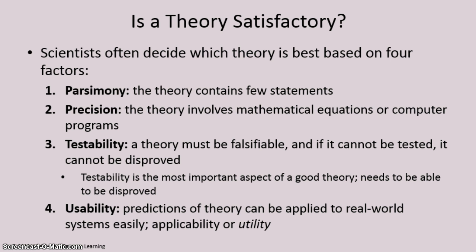And the first one is called parsimony. That again, the theory contains as few statements as possible, but it explains as many things as possible. That it's also extremely precise in a number of different ways, whether through mathematical equations or computer programs, or again, it meets the critical thinking standard of precision, that it's completely accurate, and that it's testable. A theory must be falsifiable, and if it can't, then it can't be disproven and therefore is not a good theory. It's actually the most important aspect because it needs to be disproven.